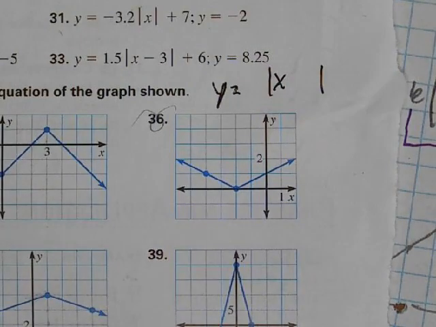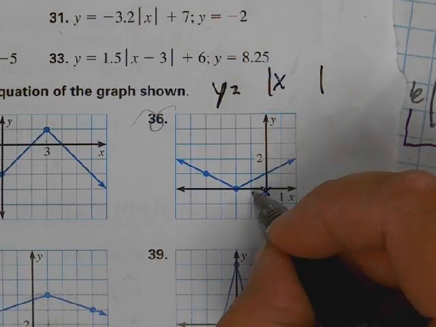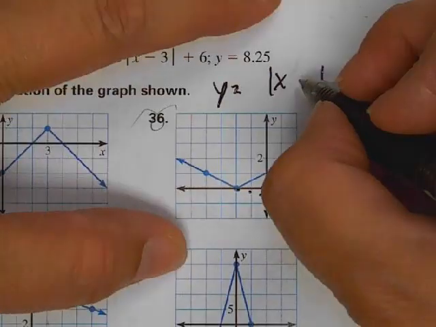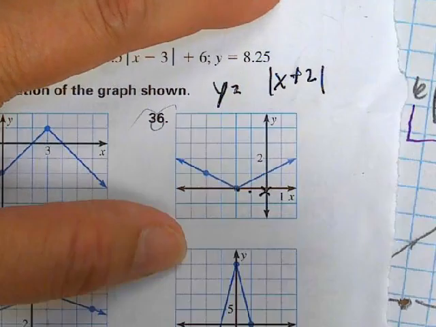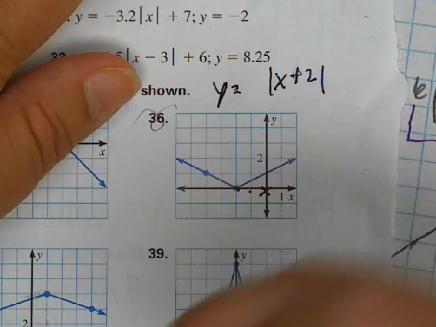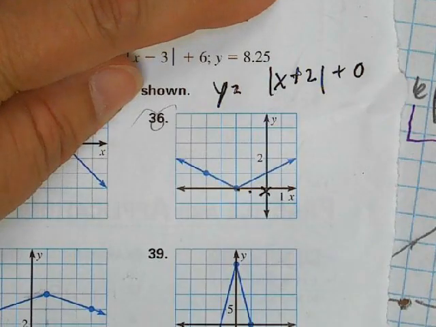So the first thing I want to think about is where the vertex is. If this was the parent function, the vertex would be here. But this one has been shifted over 2 units to the left. So inside my absolute value bars, I need to put a plus 2, because plus 2 means 2 to the left. It hasn't been shifted up or down either, or at all, so I could put a 0 here.